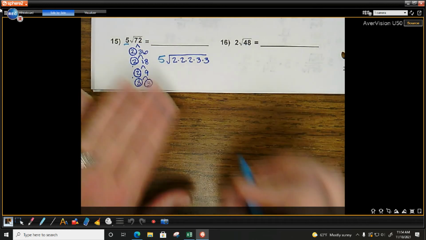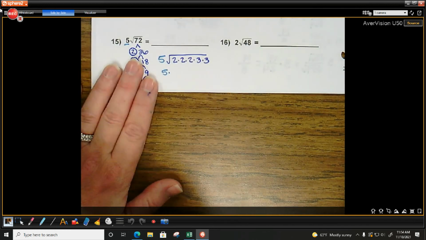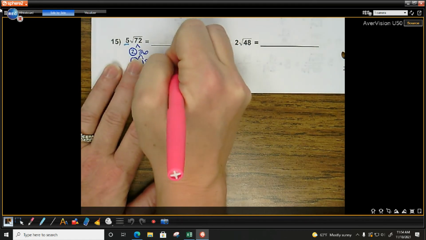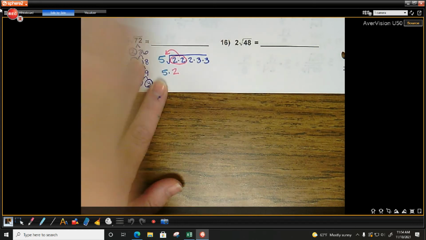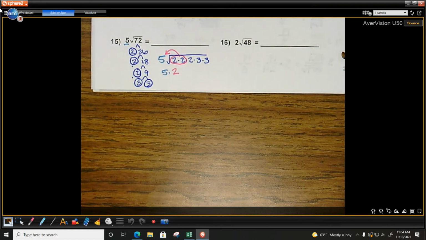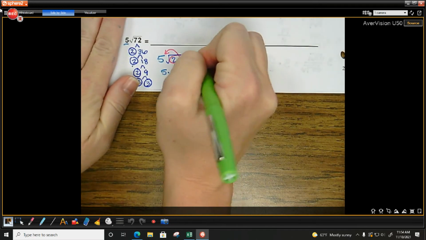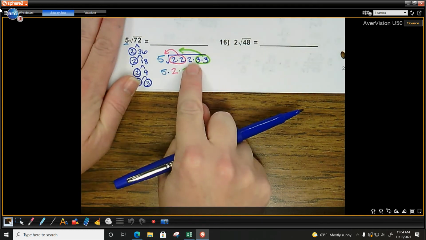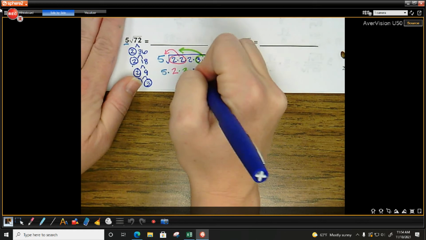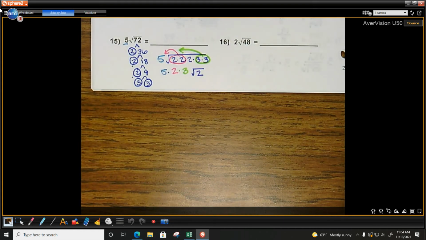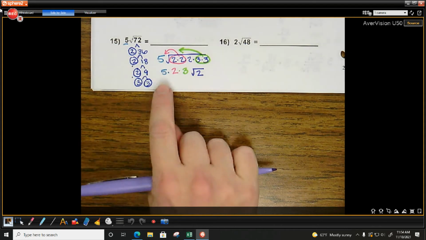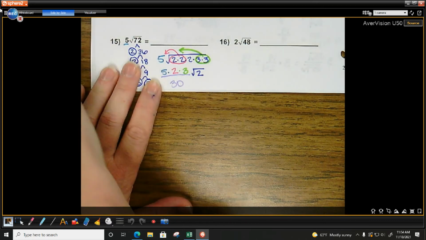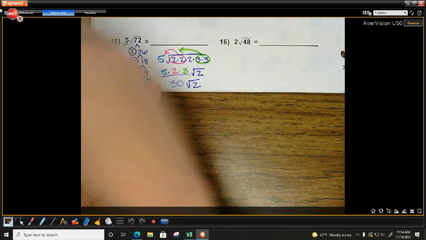Drop your 5 down. Do I have a pair of friends? Yes, I have one pair. Go outside, but only one makes it out. Then I have another pair. Circle your pair of 3s. One 3 goes out. Does that 2 have a friend? No, they have to stay inside. Good with that? Okay, what is 5 times 2 times 3? 30. So this becomes 30 square root 2.